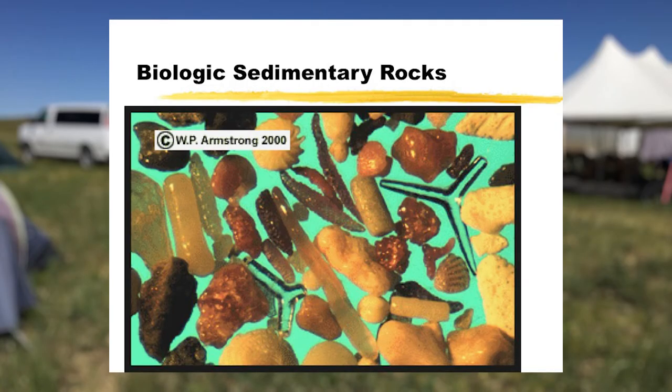Here is an example of a biologic sedimentary rock. It has lots of different little things. This is a spicule of a sponge. This is a foraminifer there. These are sclera of scleractinian corals. Here's another sponge spicule here. And all of these materials here are made up of fossils. Or at least, this may be a modern sand, or it may be a fossil sand.